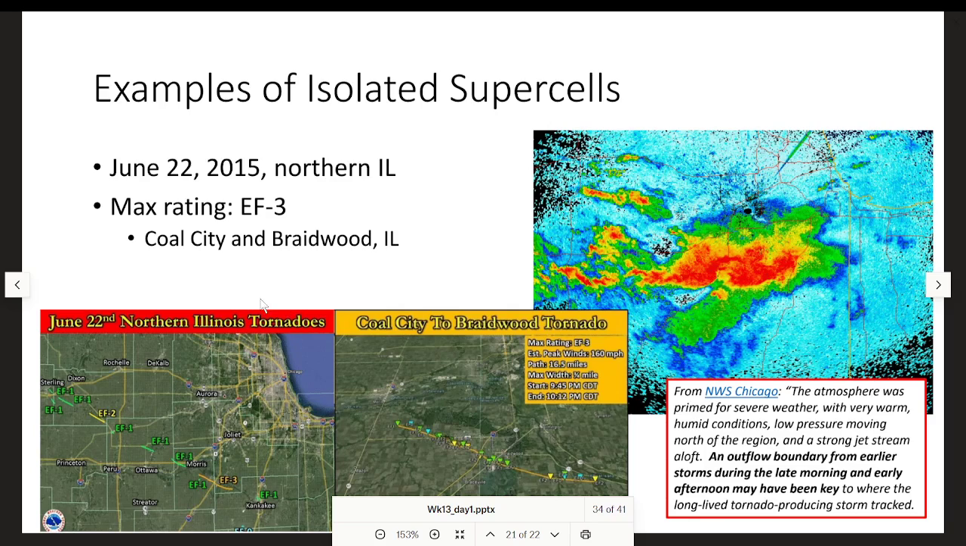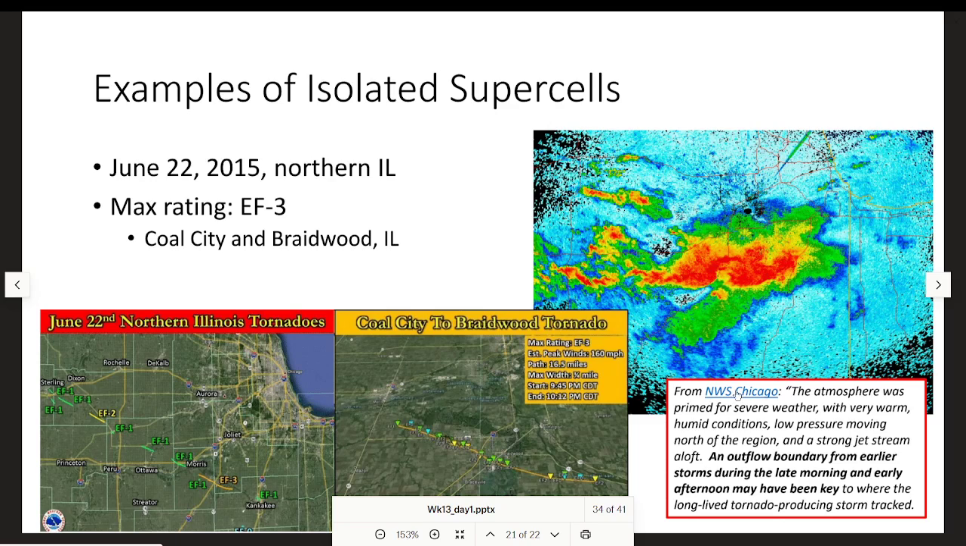It's not that long of a tornado, but it's a good 30 minutes. That's a long time for a tornado to be on the ground, but you can get tornadoes on the ground for hours. The atmosphere was primed for severe weather, with very warm and humid conditions, low pressure moving north in the region, and a strong jet stream aloft. An outflow boundary from earlier storms during the late morning and early afternoon may have been key to where the long-lived tornado-producing storm tracked. Okay. I would have to think about that one.